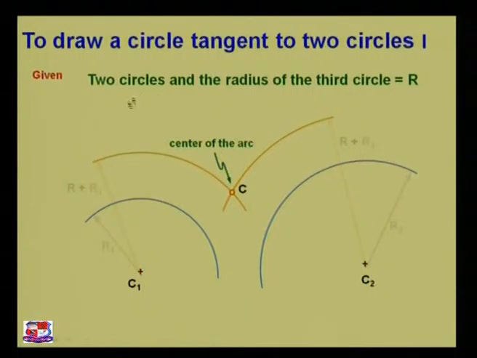At the intersection point we have got the center point C, which represents the center of this third circle whose radius is equal to r. Why can we get the radius r? As you can see over here, this radius is R1, but we have added r, this much distance we have added. Due to this we have got this point C, which is the center of this arc.